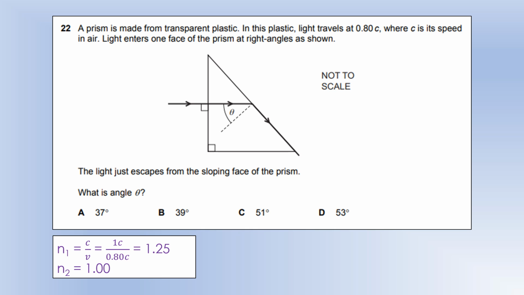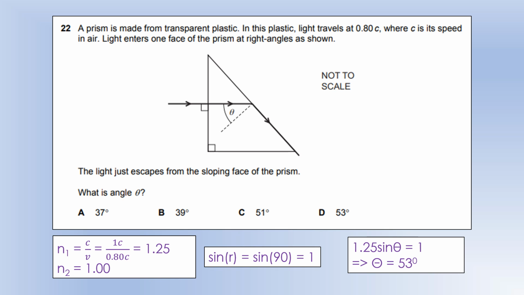So there are 2 stages to this. The first thing we have to do is figure out the refractive index of the plastic, and we can do that using the speed light travels. We can see that it's trying to go into air, so the refractive index after that boundary is 1. So what we're looking at here is the critical angle, because we can see it goes along the boundary. So the angle of refraction here is 90 degrees, and sine of 90 is 1. Putting that all together, we get this expression, which we can rearrange to solve for theta, and it comes out at 53 degrees.